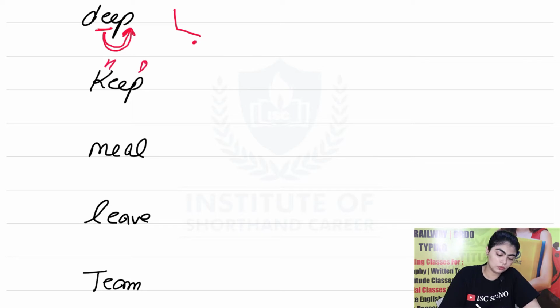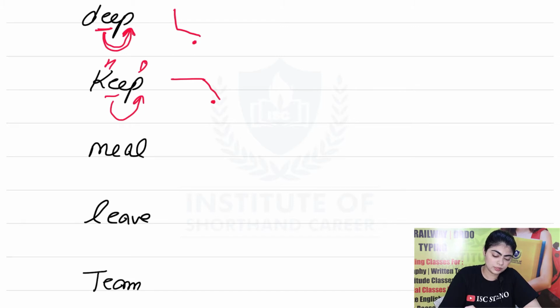Similarly, the next word is K and P. So horizontal and downward. You remember the horizontal rule. So make the K above the line like this and P like this, because you have to show that the stroke is cutting the line. Okay. So E is coming where? On P's position, on the third place of P. So it would be placed here before P. This is keep.